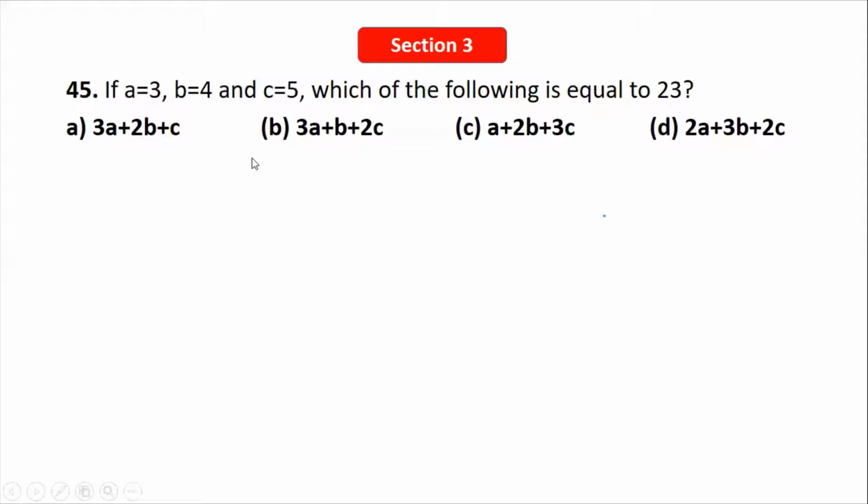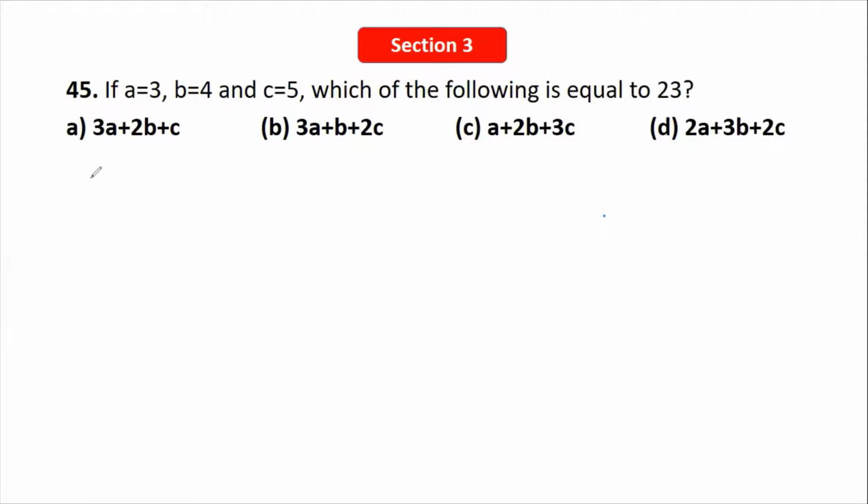Now if A equals 3, B equals 4 and C equals 5, then which of the following is equal to 23? So A equals 3, B equals 4, C equals 5. We can do different combinations, try one option at a time until we get correct. So let us put the value of A and value of B and value of C.